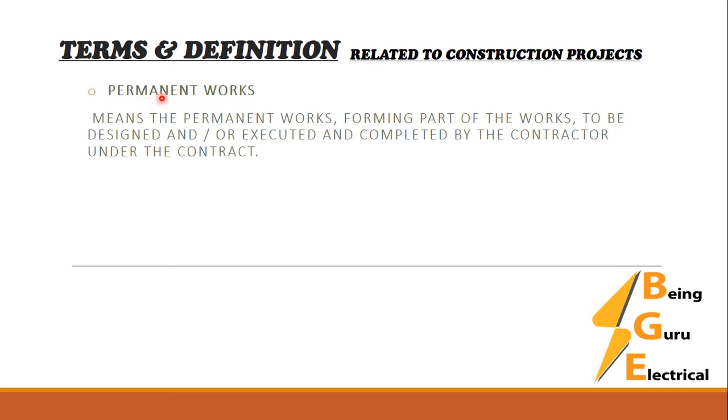Next we have permanent works. Permanent works means the permanent works forming part of the works to be designed and or executed and complete by the contractor under the contract document. It's called the permanent work.